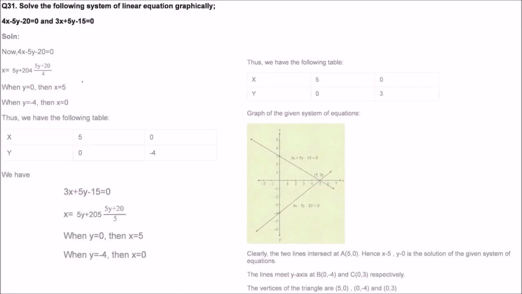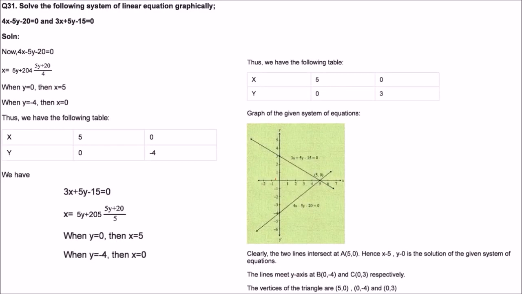Now we can try to find the vertices of the triangle. So these lines you have to make. These are the lines, first line and second line. So this is the first vertex, this is the second vertex, this is the third vertex. So the vertices of the triangle will be like this. We have to find the vertices of the triangle in this particular question.